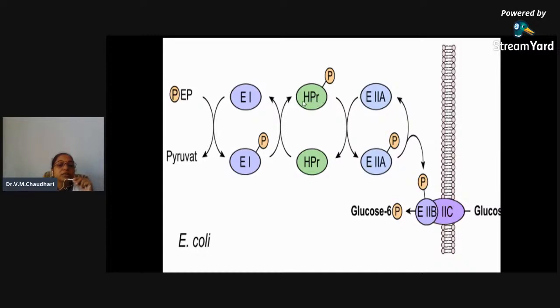HPR म्हणजे heat resistant protein. So this enzyme first donates the phosphate group to HPR. HPR then donates the phosphate group to enzyme second A. हे enzyme second A आहे. It donates the phosphate group to enzyme second A. Enzyme second A becomes phosphorylated.